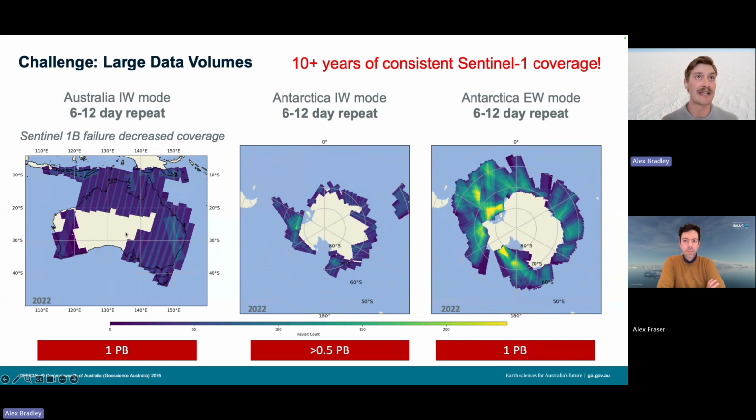And one thing you'll notice is that there's a bit of a hole with Australia here, and that has to do with the fact that there was a failure with one of the satellites. So the coverage does change a little bit when we have one or two satellites operating at any given time.